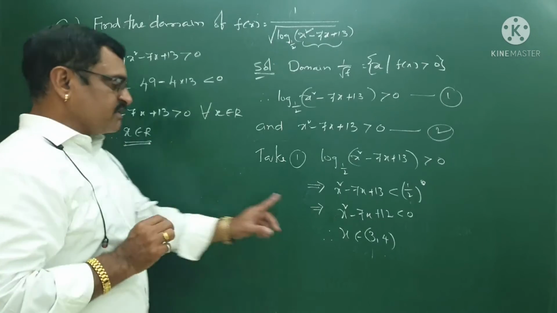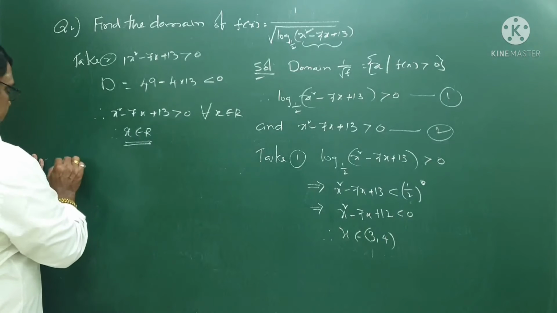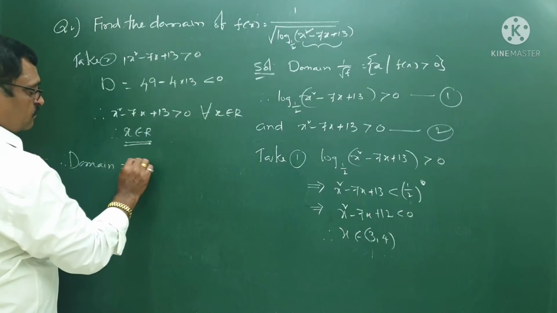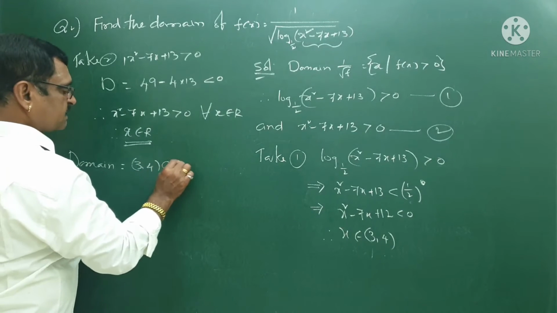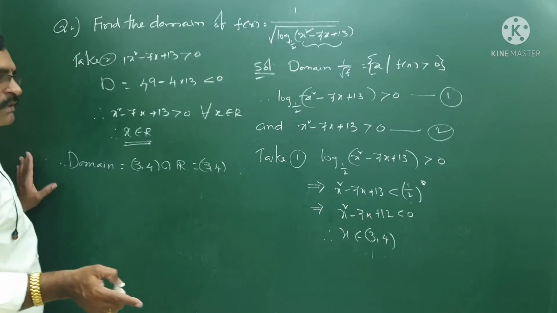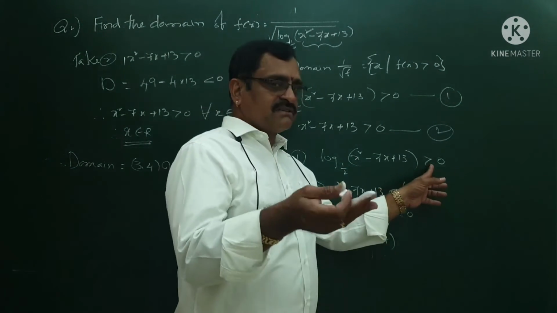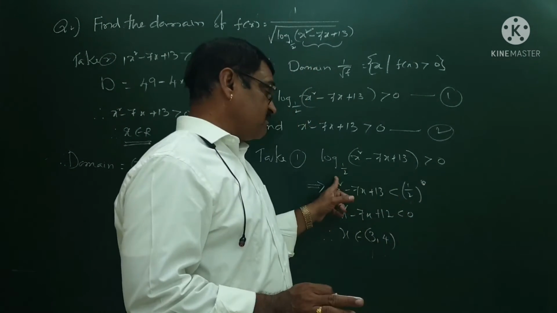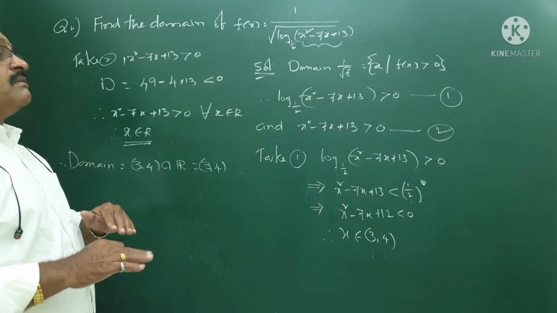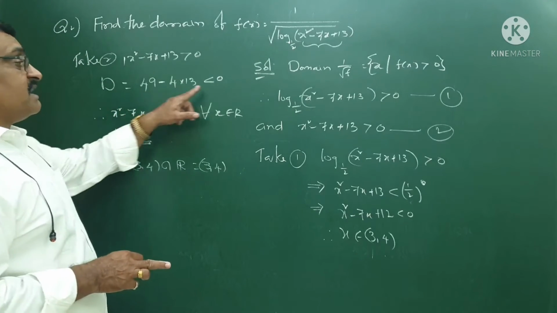So, in the first one I got (3, 4), second one I got x belongs to R. Therefore, domain is equal to (3, 4) intersection real number set, which is nothing but (3, 4). So here in this question, the important thing is how the greater than symbol is converted into less than because of the base. And here x square minus 7x plus 13 is more than 0 for all real numbers because its discriminant is less than 0.